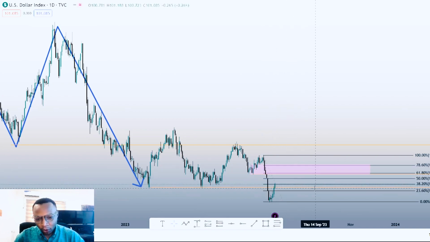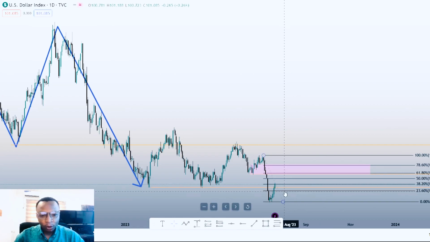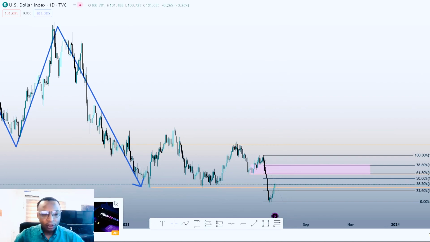So for me, going into the next week, I'm going to be going long on the dollar so long as market structure is on my side. Remember, market structure is king, right? So long as market structure is supporting this bullish movement up to this place, remember the bullish movement is only but a retracement into any of these zones. I'll continue taking long positions on the dollar until it gets to any of these levels.